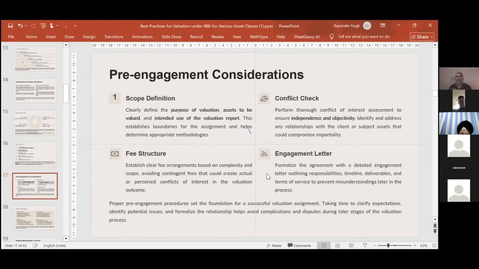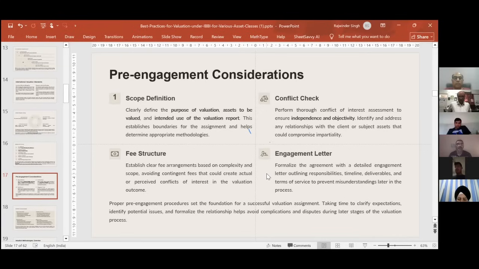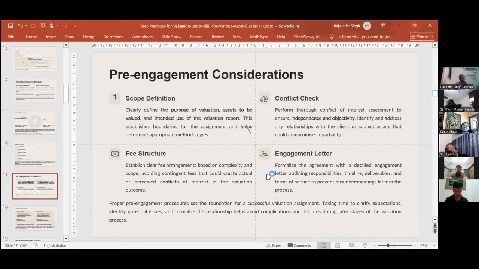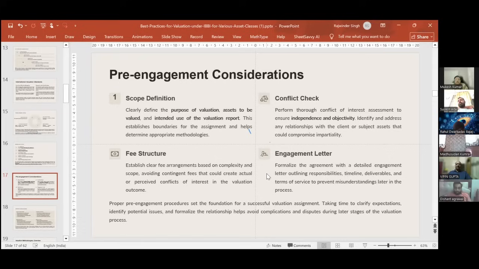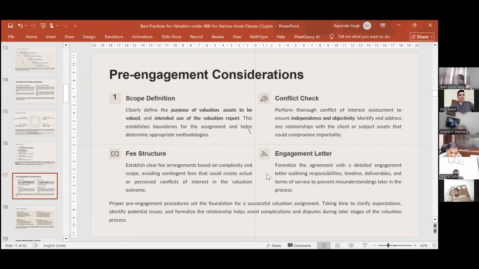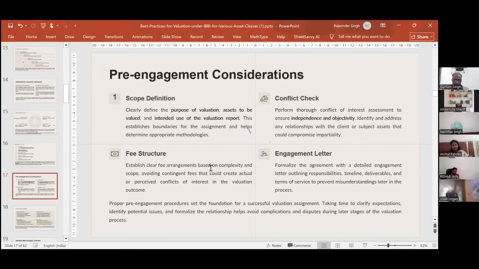So first of all, these things are clear. You have with you the scope of valuation. You know what the assets to be valued are. You know that you do not have any conflict of interest in the asset of which you are doing valuation, and you have this fee structure with the client. The client is ready to pay the fee which you have asked for, and after that you ask for an engagement letter before starting your work.